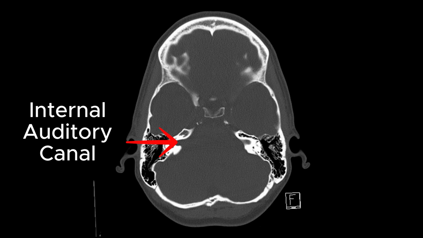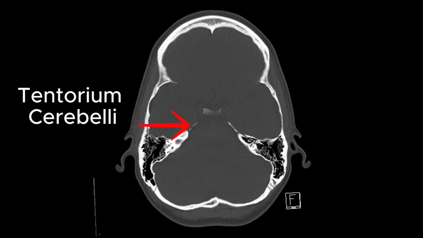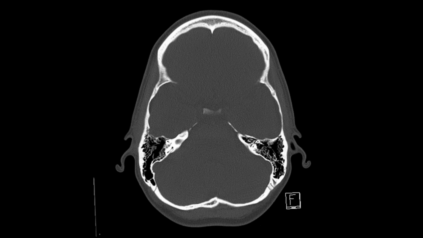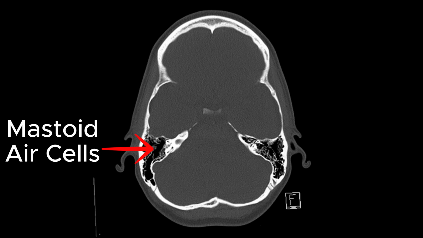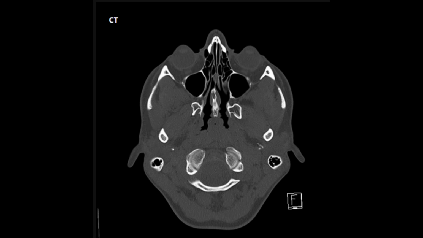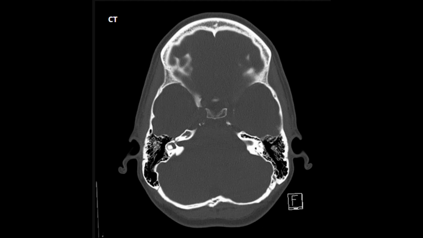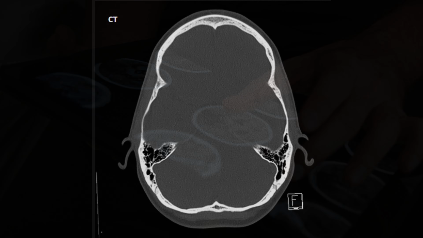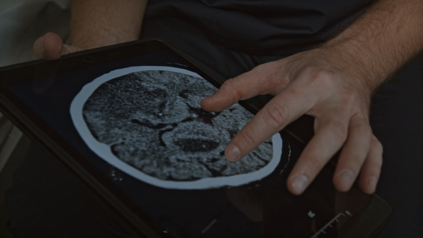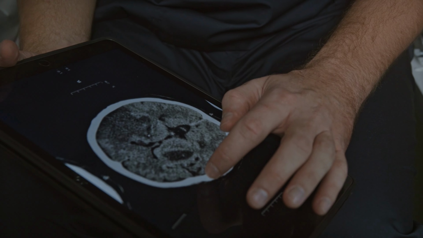This here is the internal auditory canal. Here you can see the tentorium cerebelli that separates the posterior fossa structures. These are the mastoid air cells that we discussed in the previous chapter. So these were all important structures of the skull base. Each of them has anatomical and clinical importance. And if you are a neurosurgery resident, you can very well imagine the importance of these structures.